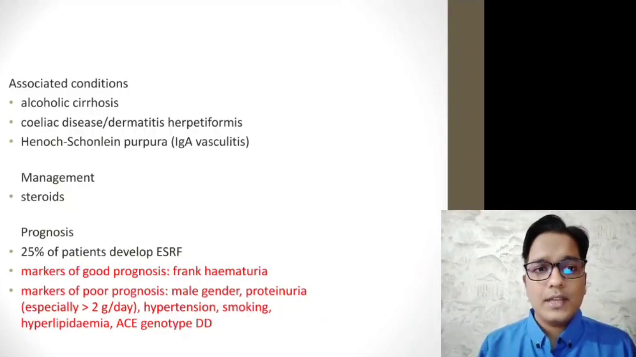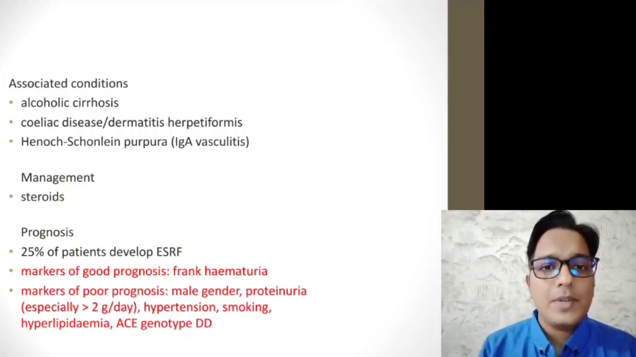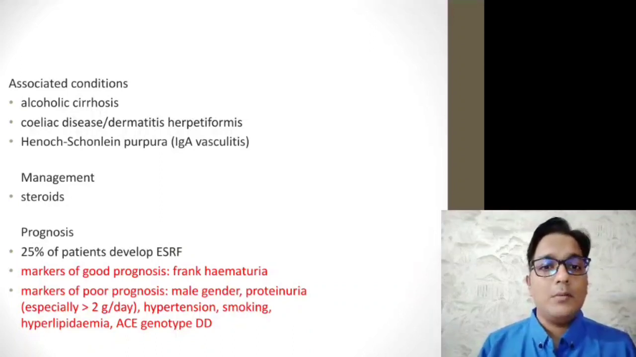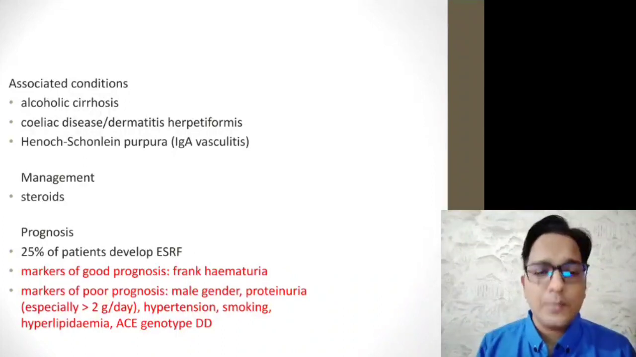The prognosis is sometimes good, sometimes bad. A marker of good prognosis is frank hematuria. We need to know that because it doesn't seem to be a good prognostic factor, but this frank hematuria is a good prognostic factor. The poor prognostic factors are male gender, proteinuria of more than 2 gram or nephrotic range proteinuria, hypertension, and smoking. These are the markers of poor prognosis.